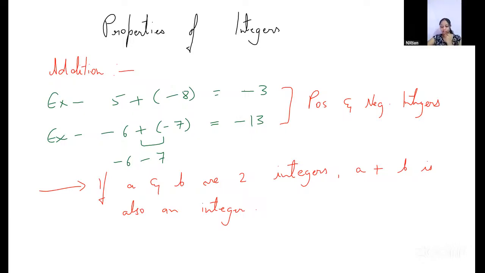If A and B, when we're adding two integers, it can be positive negative or negative positive. The answer will always be an integer. It can be a positive integer, it can be a negative integer. Okay, understood? Let me know when you've written it.